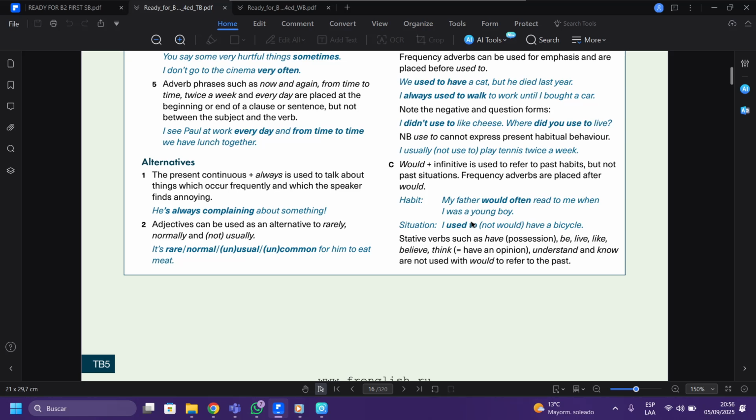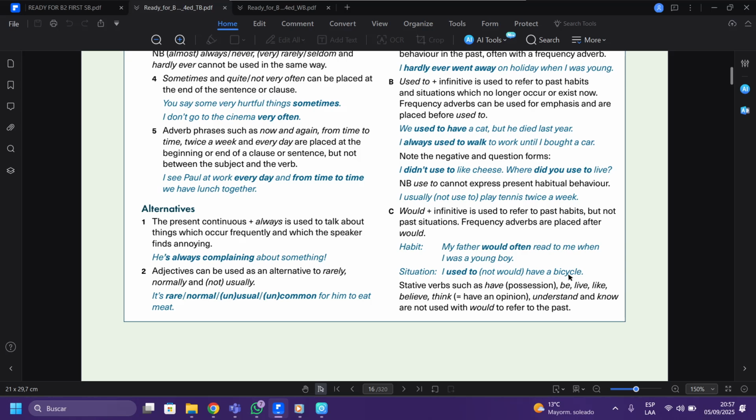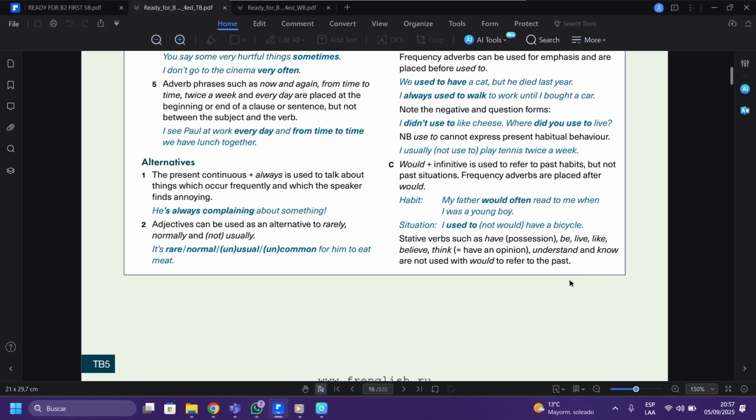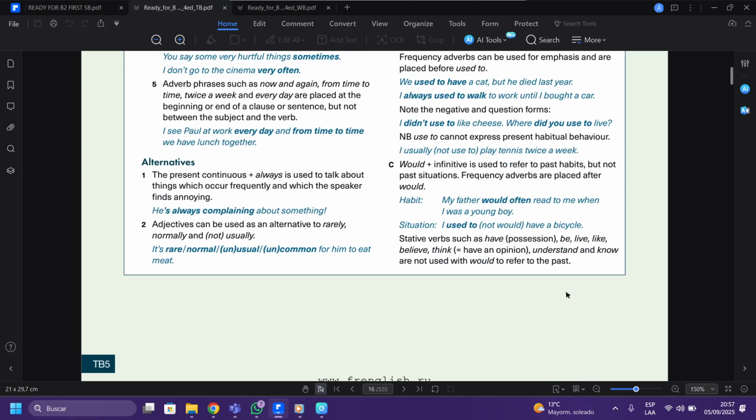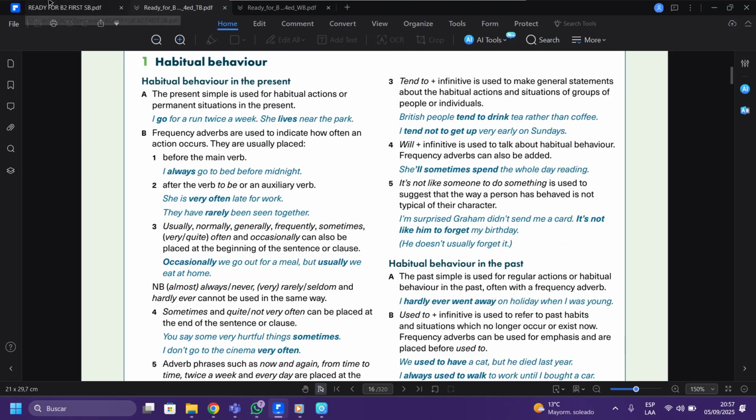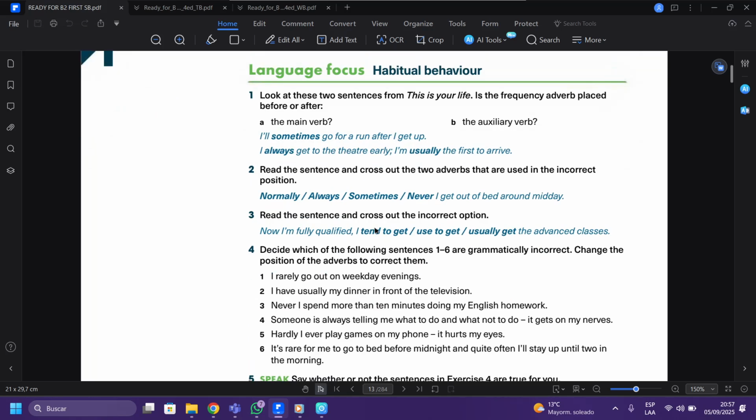And it's so important because the stative verbs, such as "have", which denotes possession, "be", "live", "like", "believe", or "think", which is to have an opinion, "understand", and "know", are not used with "would" to refer to a past habit. Yes, we don't use "would" with these stative verbs. And that is the whole explanation about this. And now it's time to practice all of this. So let's get back to the student's book.